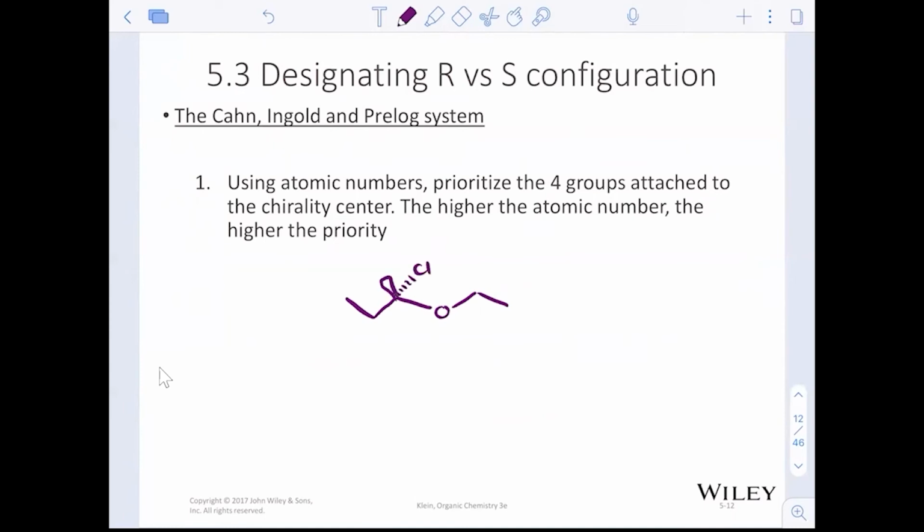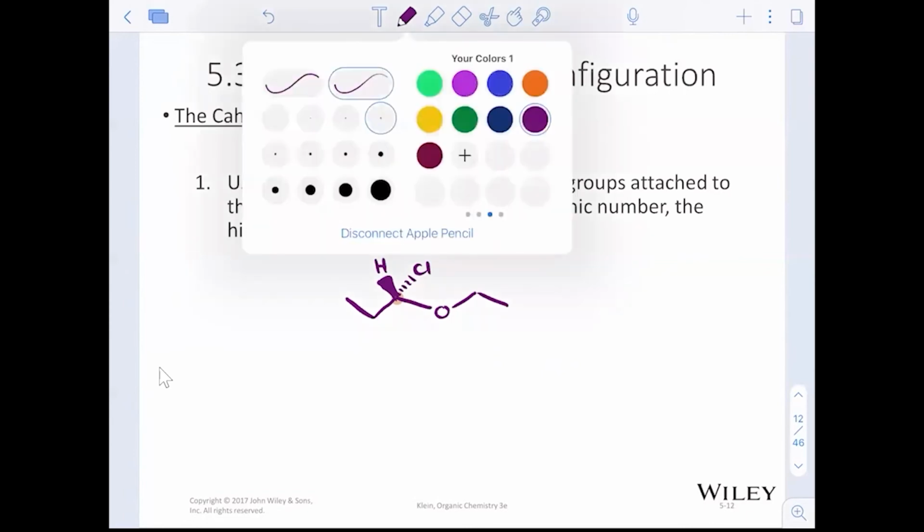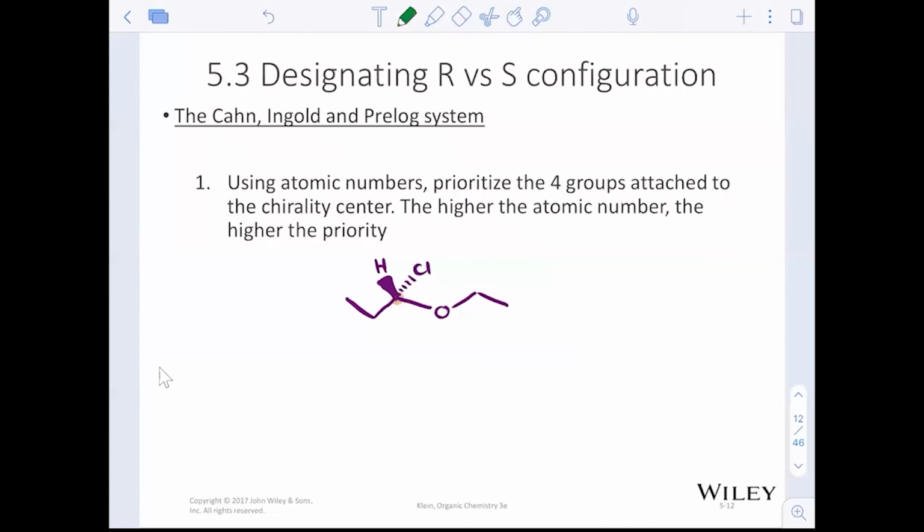And I'm going to put in the hydrogen. We're looking at one chiral center here. A little dot. That's the chiral center that we want to look at. Okay, so using atomic numbers, we're going to prioritize the 4 groups attached to the chiral center. The higher the atomic number, the higher the priority. So out of all of these, the atom that has the highest atomic number is chlorine.